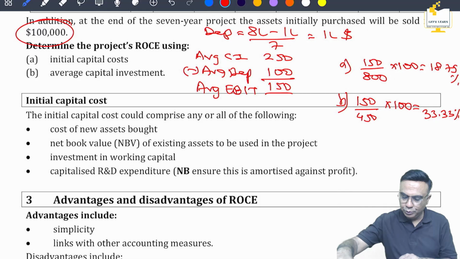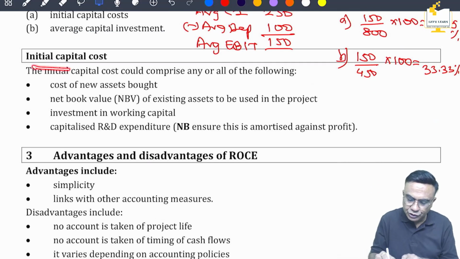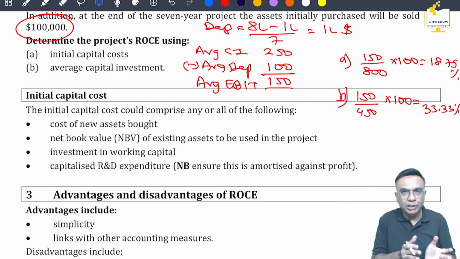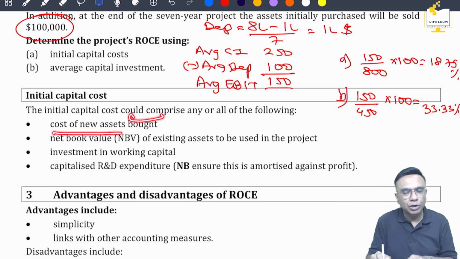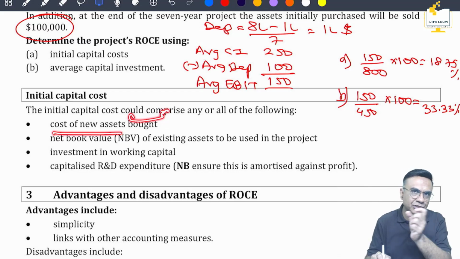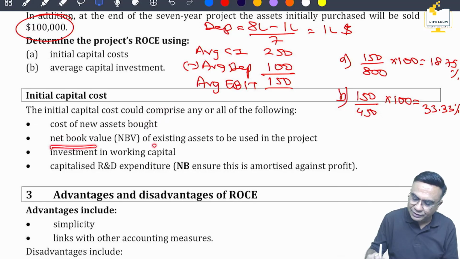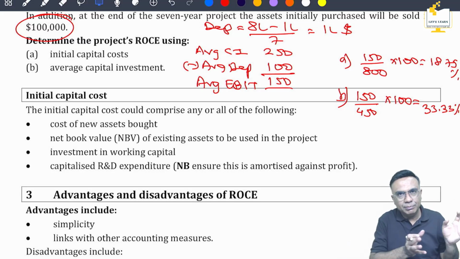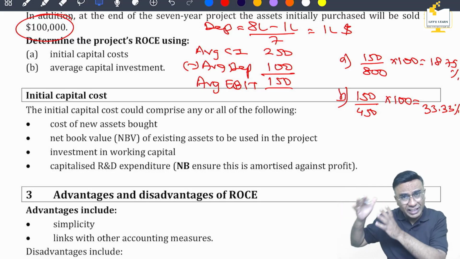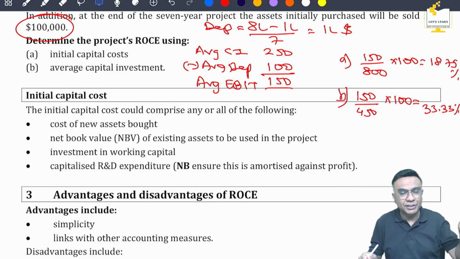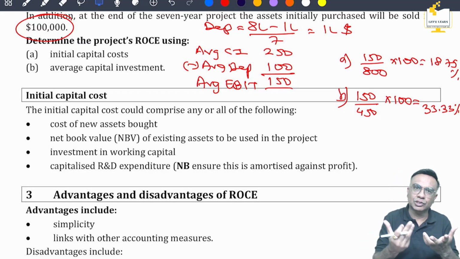Okay, so let's proceed further. Initial capital cost. Now, what will this initial capital cost include? Number one, the cost of the new asset bought. You are purchasing a machine, say $100,000, that will be included. Second, the net book value of the existing machine to be used in the project. You already have a machine, and for this project you are using that existing machine. So that machine is also a cost, because it was purchased earlier, and it also cost the company something. So for this particular new investment, this existing machine will be considered a cost.